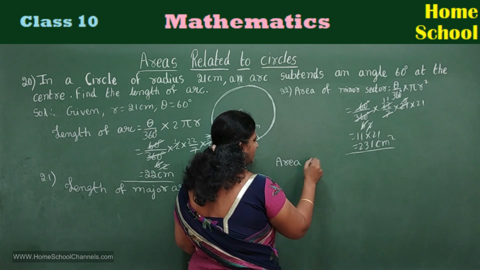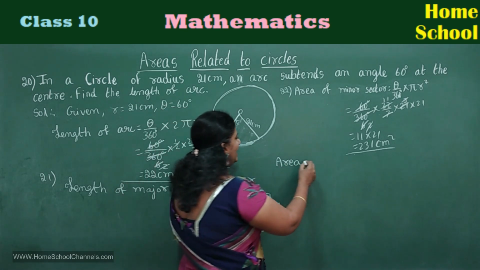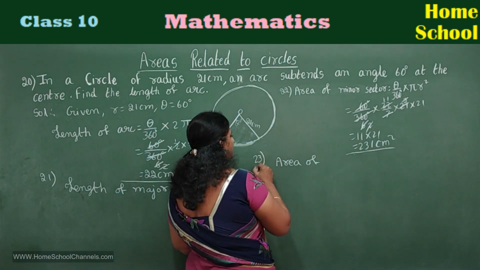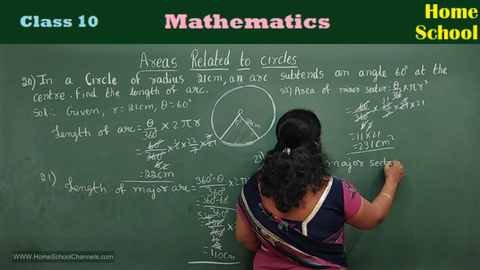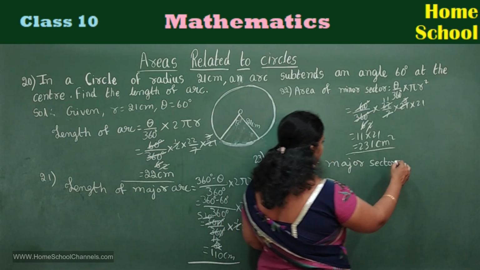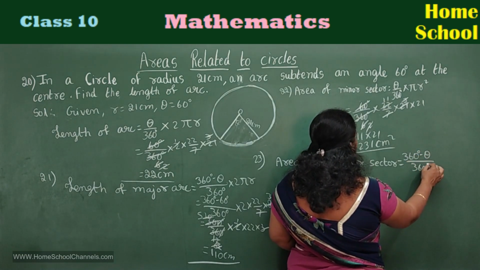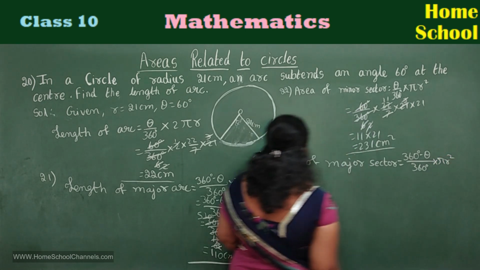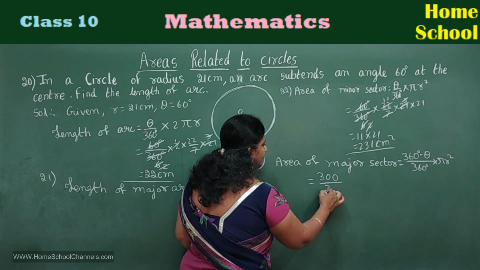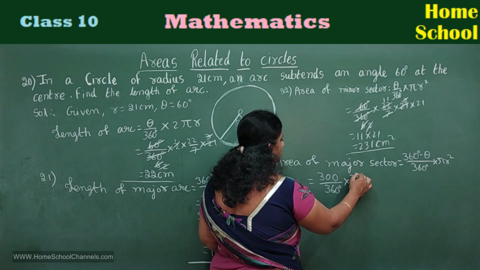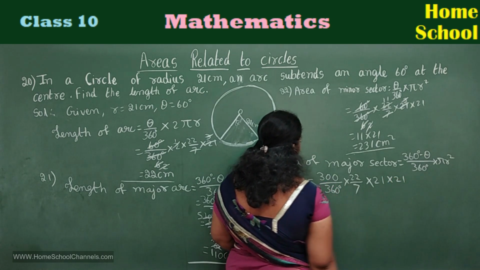In the same manner, let us find the area of the major sector. Questions may be different, children. Giving radius and angle may be different, but the method is the same. Area of the major sector is equal to, what is the formula? 360 degrees minus theta by 360 degrees into pi r square. That equals 360 minus 60 will be 300. 300 by 360 degrees into pi value is 22 by 7 into radius 21 into 21.